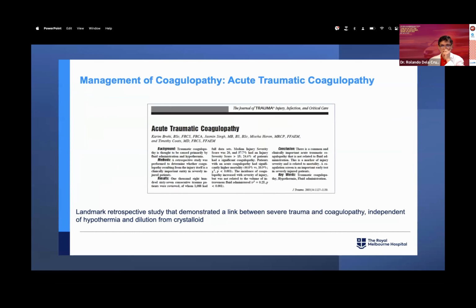The second really important concept of damage control resuscitation is the management of coagulopathy. And no doubt you are all aware of the landmark study published by Brohi and his team back in 2003, which is really the first to document the concept of the acute traumatic coagulopathy.